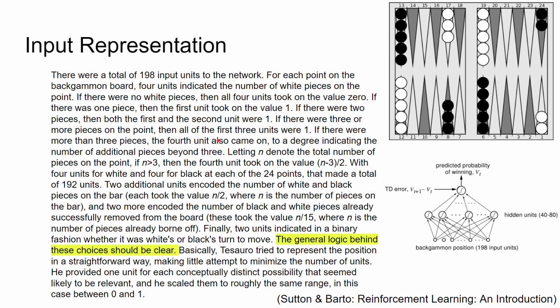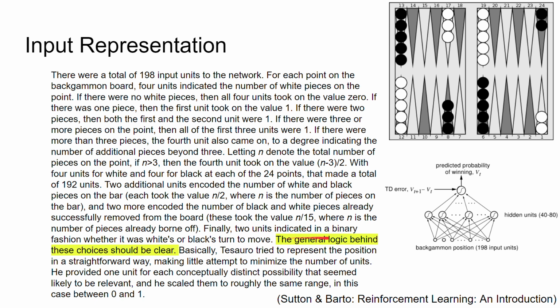And then the 4th unit, if there are more than 3 pieces, comes on to a degree indicating the number of additional pieces beyond 3, where it's (n minus 3) divided by 2, and that was how they indicated more and more, because you can have many pieces on a single square. You did 4 of those for white and 4 for black for each of the 24 points. That gives 192 inputs. Then there are additional units for the number of white and black pieces in the middle space, 2 more for how many pieces have already been taken off the board, and 2 inputs indicating whose turn it is.